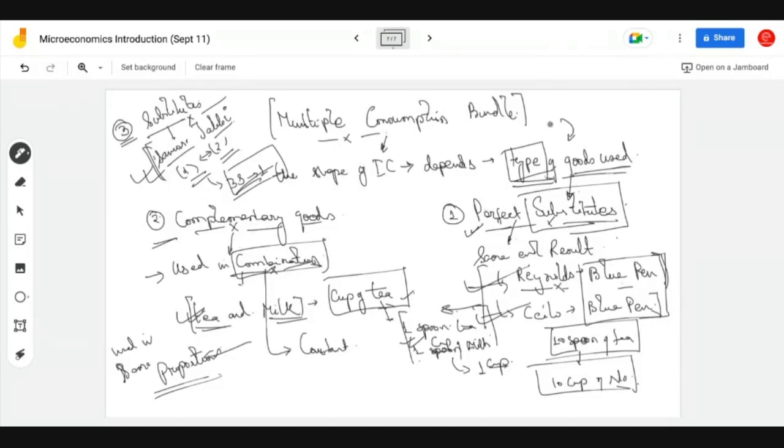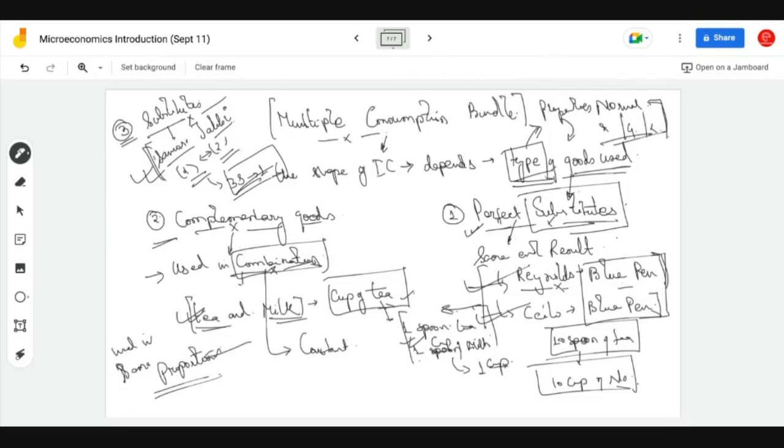Okay. Now, again, there are different types of goods based on properties, like normal, inferior, and Giffen or luxury goods. So we'll have a discussion on this also at a later stage.